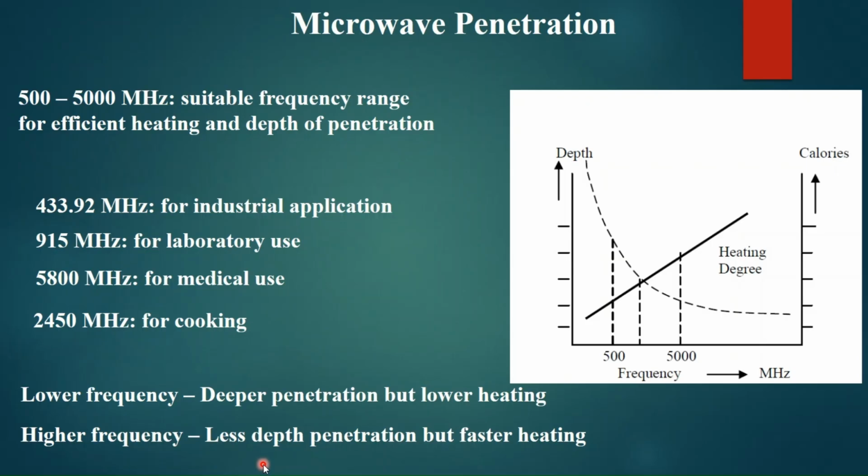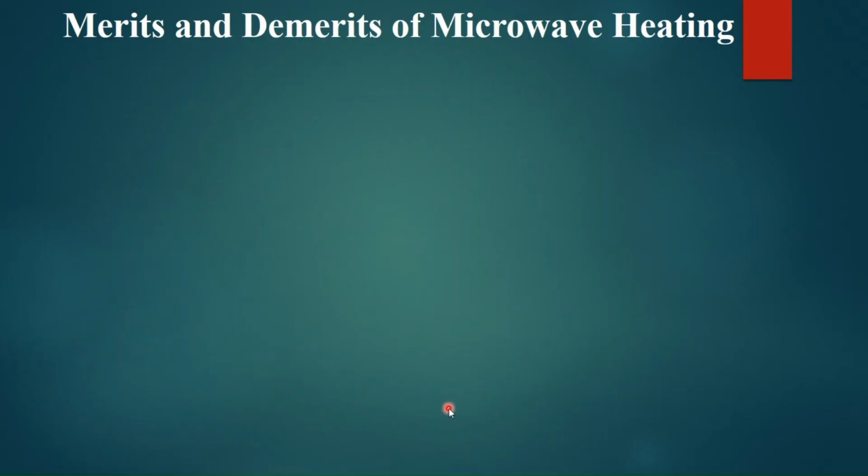While using the microwaves for the reaction, the selection of frequency plays a very important role. Both the depth of penetration and heating play an important role. Thus, the wise selection of the frequency is a must for getting the reactions done. There are merits and also limitations in microwave heating.